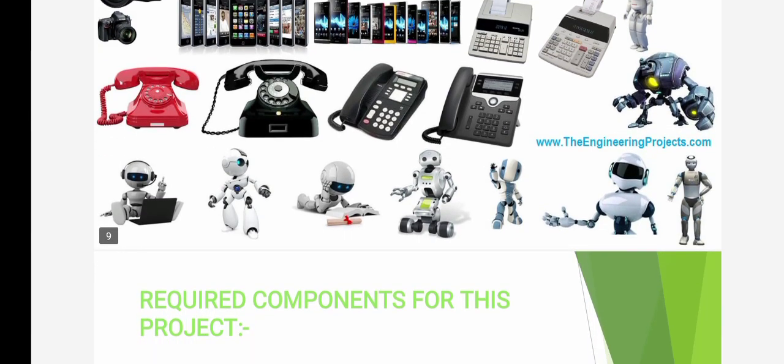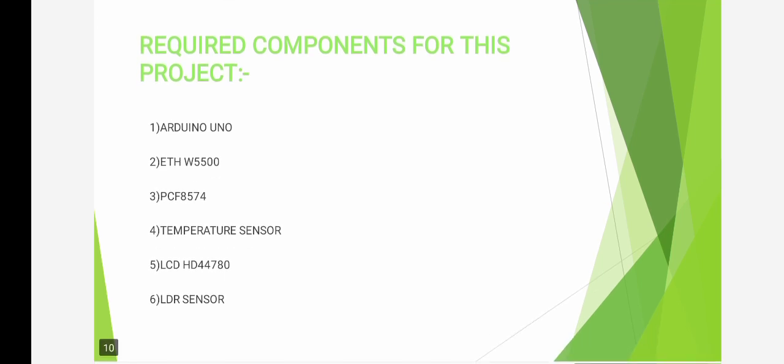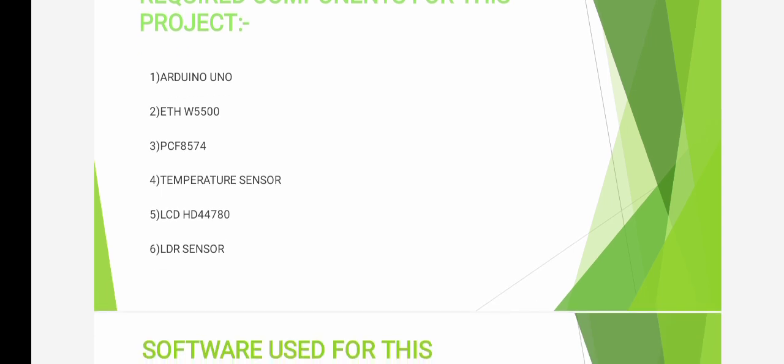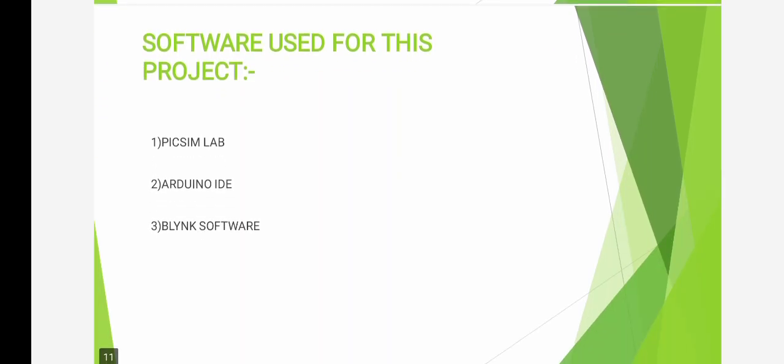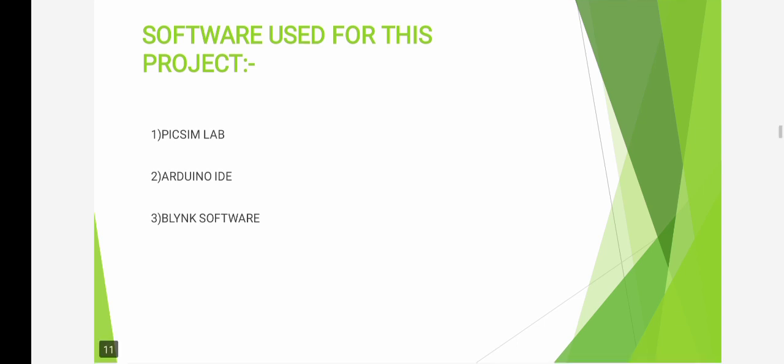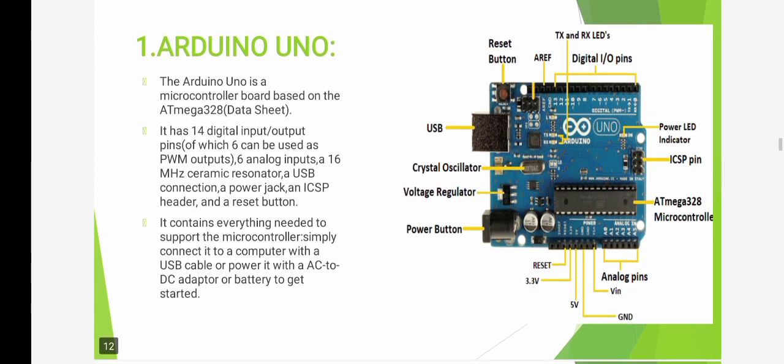Coming to the next slide, the required components for this project are Arduino Uno, Ethernet W5500, PCF8574, temperature sensor, LCD HD44780, and LDR sensor. The next one is the software used for this project: PICSimLab, Arduino IDE, and Blynk software.